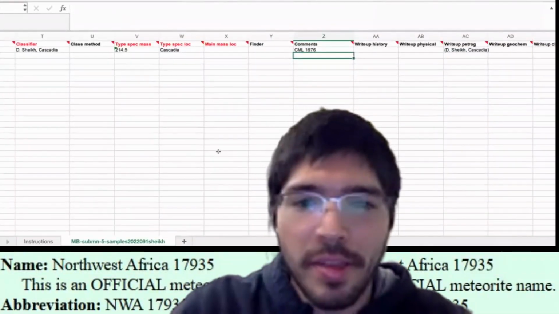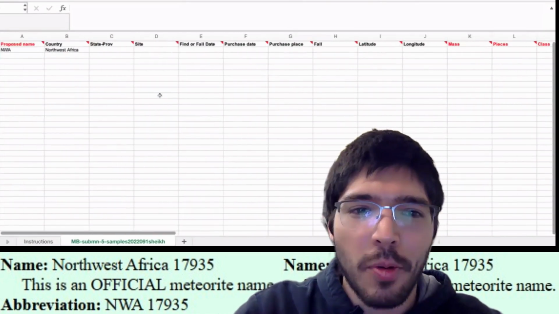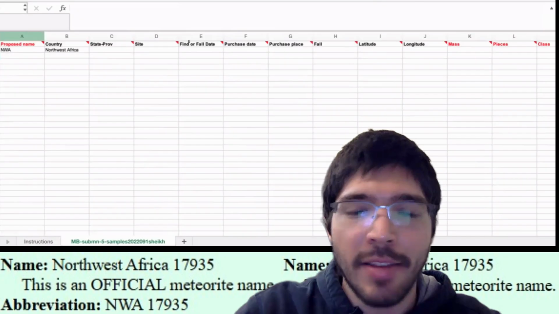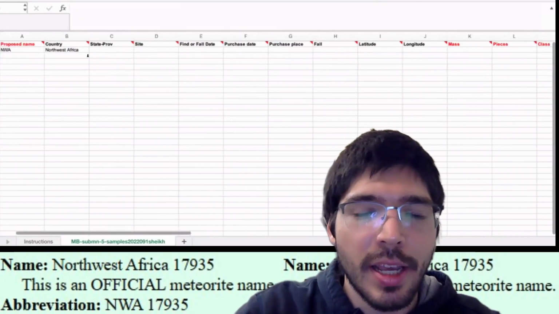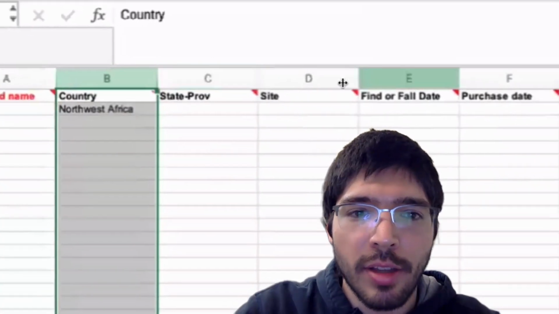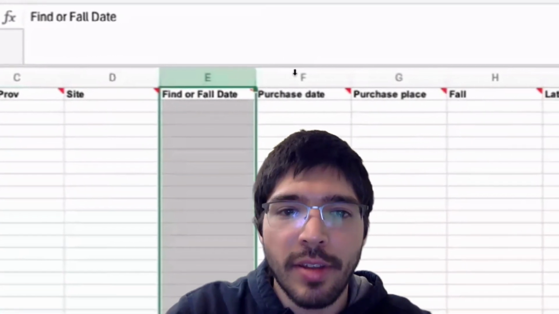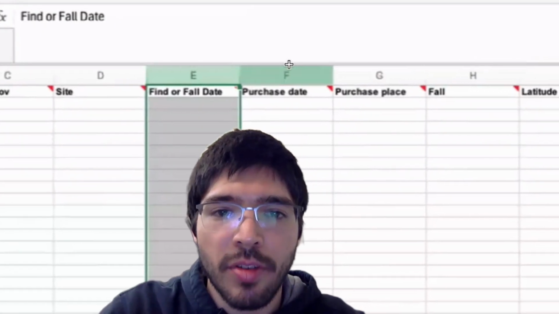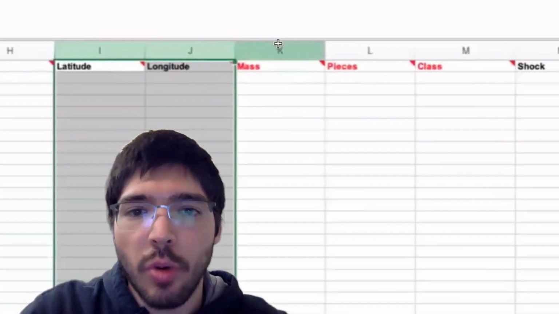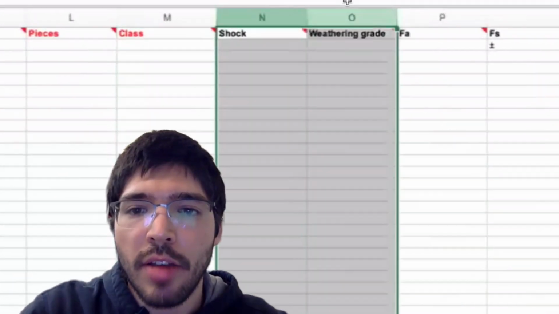So this is it. It's a very basic Excel spreadsheet, right? This is what classifiers use to submit your samples to the Meteoritical Bulletin database. I can talk a little bit about each of the columns, but they're all in the MEPL. So proposed name, the name that we assigned to it, what country it was, a little more locations about the site. If it was found, you'd list the date, and if it was purchased, you'd list where it was purchased and when. If you have GPS coordinates, you put those in. This is total known weight, number of pieces. This is the classification you assign to it. Shock stage and weathering grade.